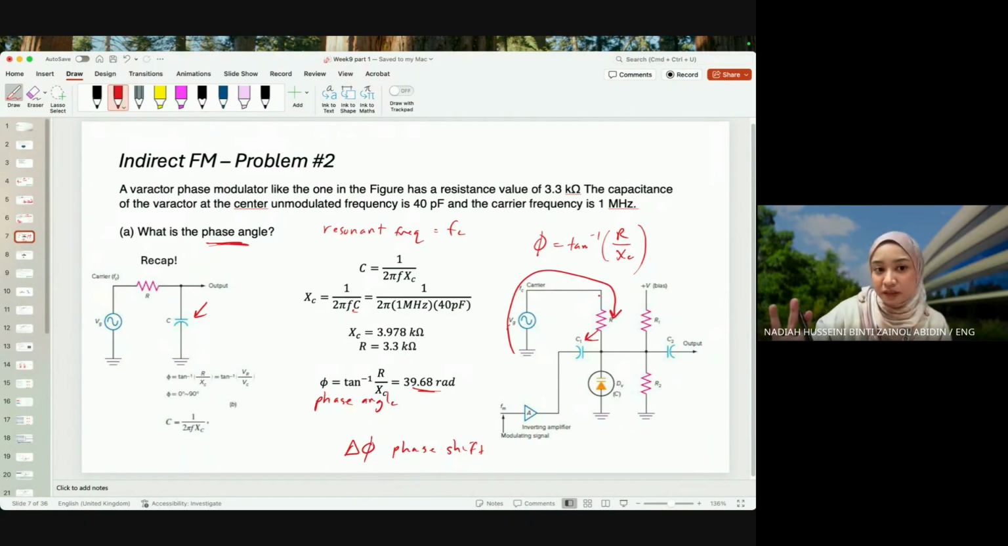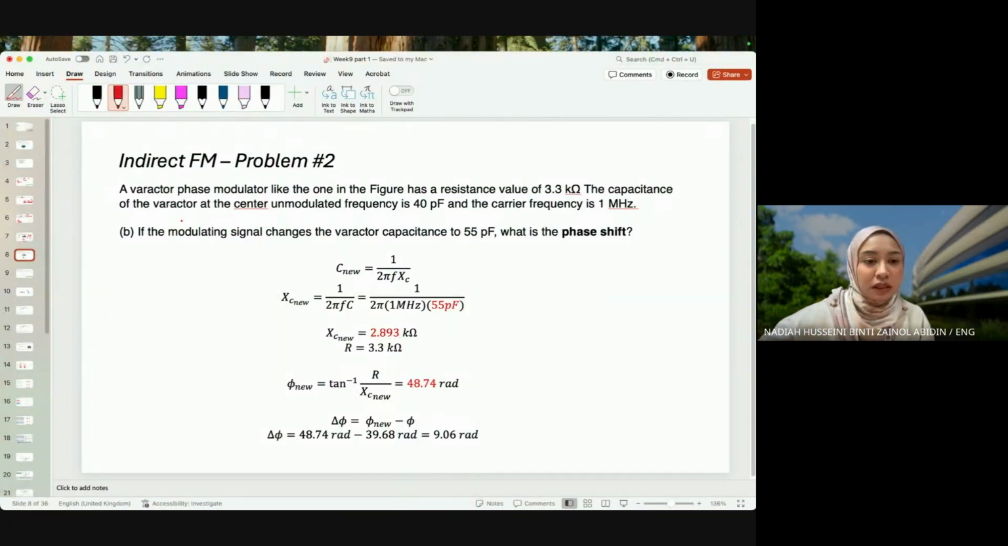Okay. We have seen this circuit before. So I hope you are not panicking, looking at this circuit. Okay. Revise if you need to. Okay, so next question is, if the modulating signal changes, so FM is changing the varactor capacitance to 55 picofarad, what is the phase shift?